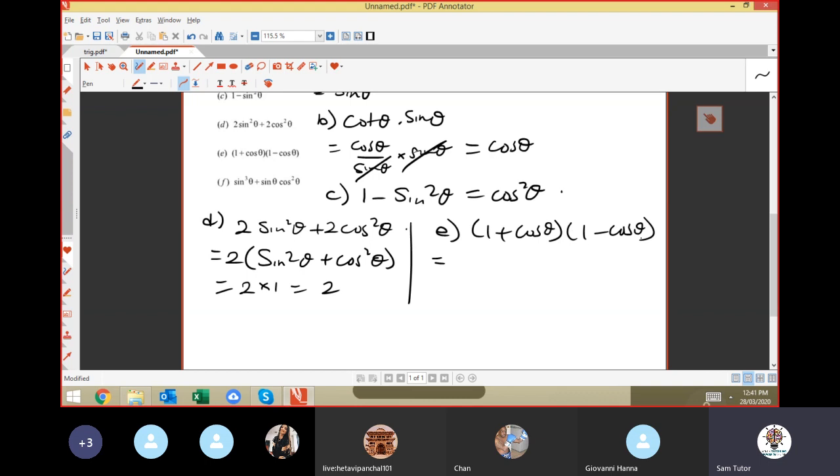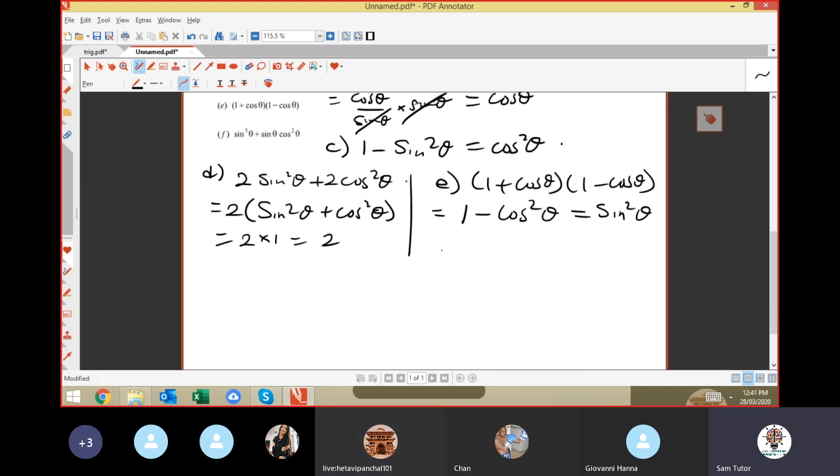Can you see that now? Yeah. 1 plus cos, so you can expand. It's not a problem. It's just good to realize that that is a difference of 2 squares. So that'll just be 1 minus cos squared theta, which equals sine squared theta. Oh, okay. Good job. Fantastic.